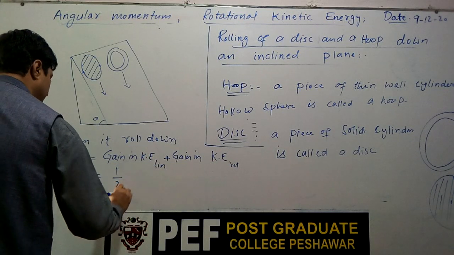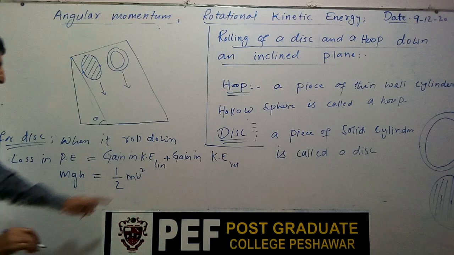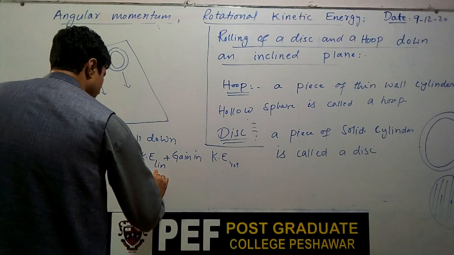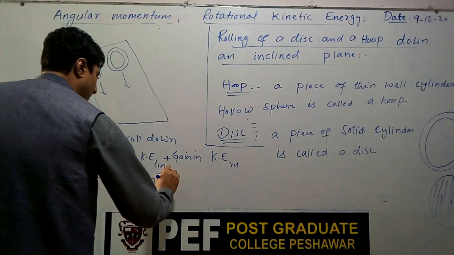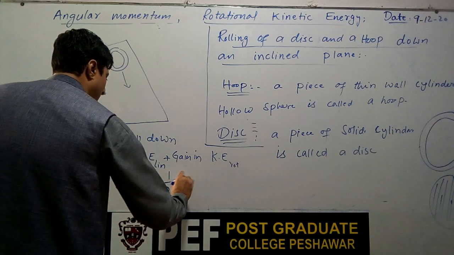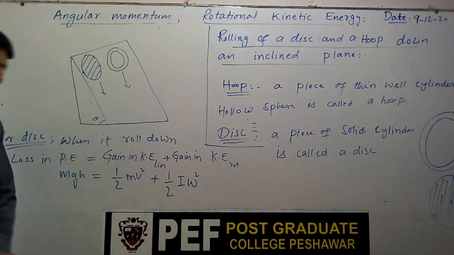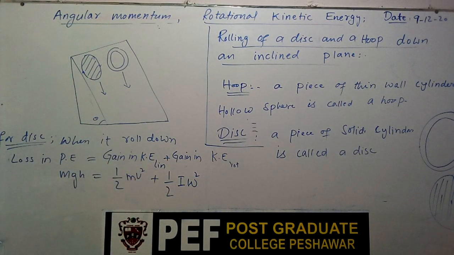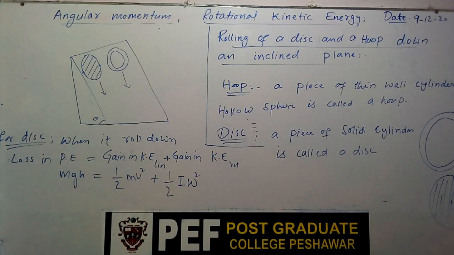So linear kinetic energy is given by 1 divided by 2 mv square. Remember, this is also called translational kinetic energy. Similarly, plus gain in rotational kinetic energy. So 1 divided by 2 I omega square. Now remember, what is I? Moment of inertia. What is the value of moment of inertia for a solid disk?